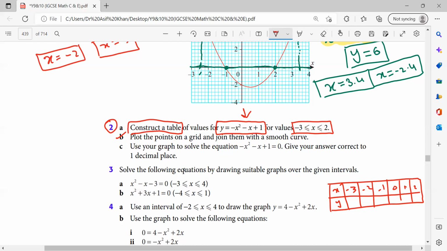Use your graph to solve this equation. So for this equation, what do we have to do? Exactly the same. You can say -x square minus x plus 1 plus 1, so it will be y is equal to 0. Simply you will draw this equation, y is equal to 0. You will find the answer.